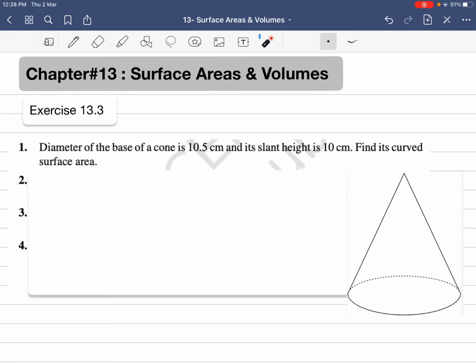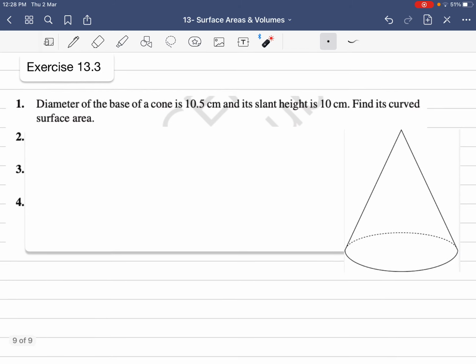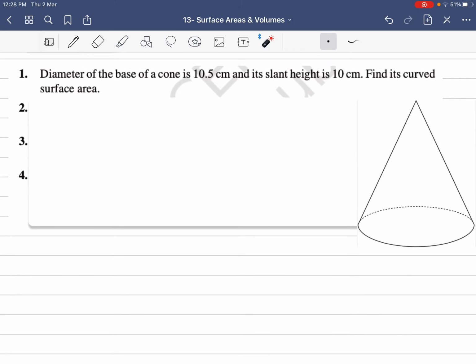So in this video, we are going to solve problems from exercise 13.3, which belongs to chapter number 13, surface areas and volumes. Okay, so there are total 4 problems. We'll see one by one. First, let's focus on problem number 1. So let's bring that into picture. Yes. Now let's see what the problem says.